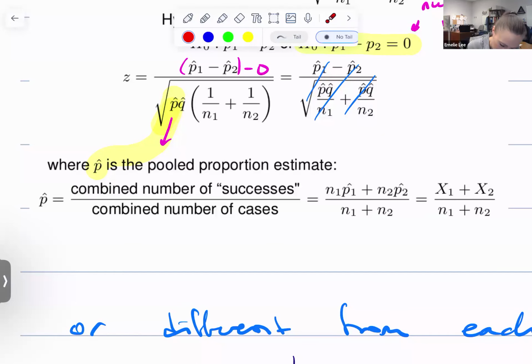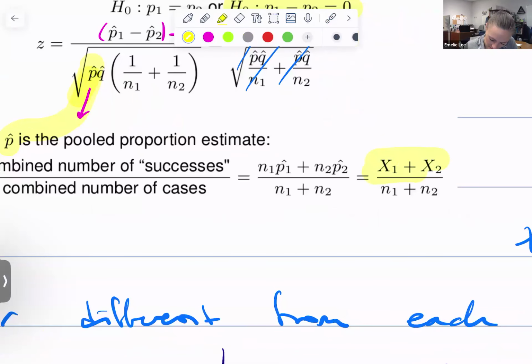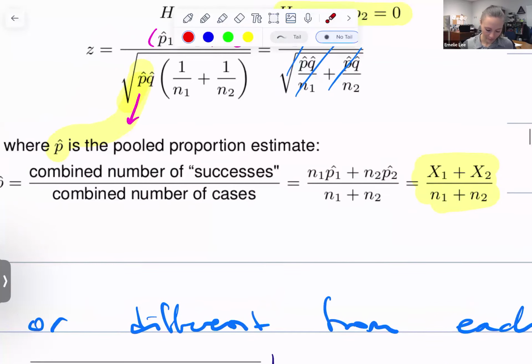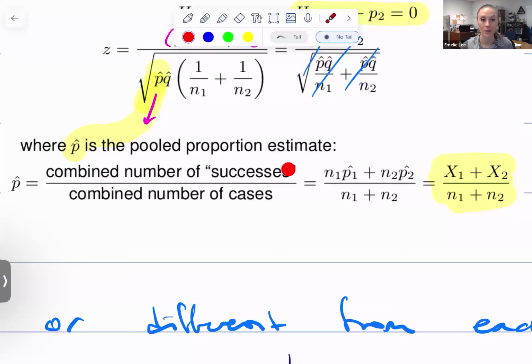Usually where I'm going to be working is here: x1 plus x2 over n1 plus n2. If you don't have the actual number of successes, you can calculate it using n1 times P1 hat, working backwards to find x. But in general, P hat is the combined number of successes over the combined number of cases. So that's nice. Once we have that P hat, there are now 3 different P's here, which is a lot to keep track of, but besides that, we're good.